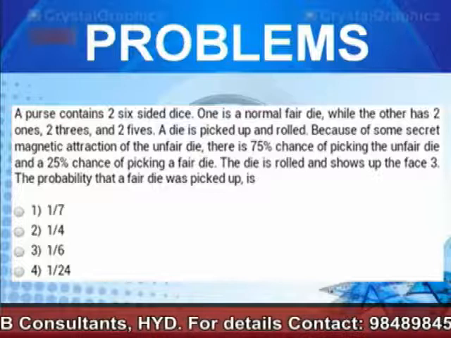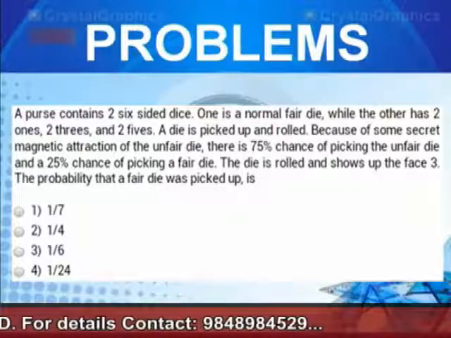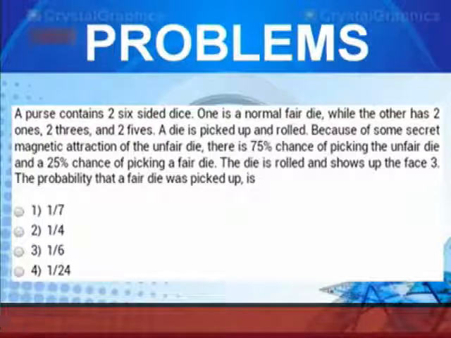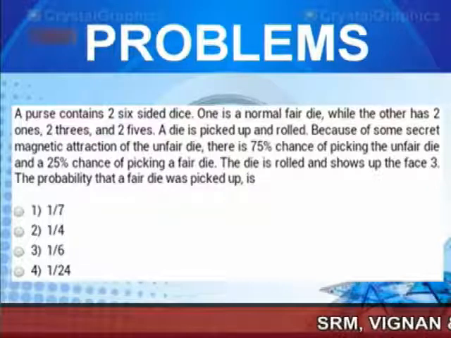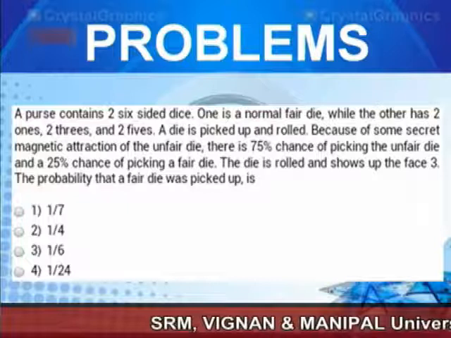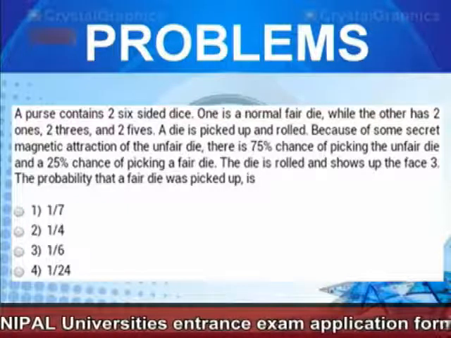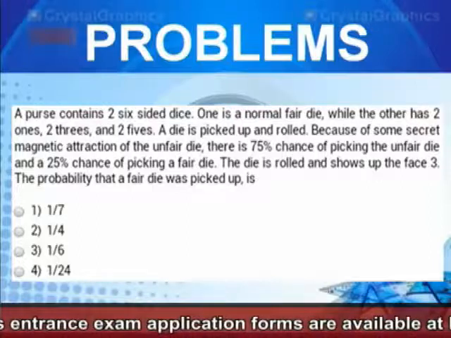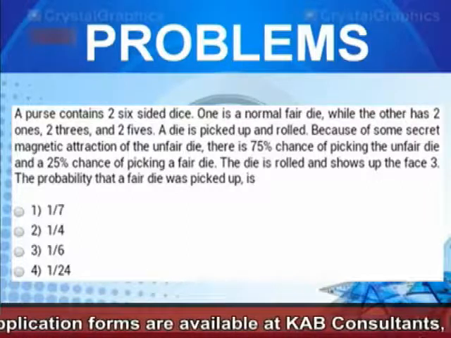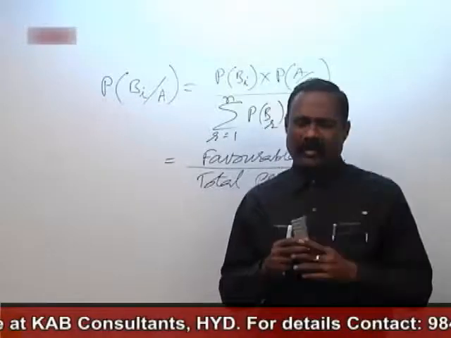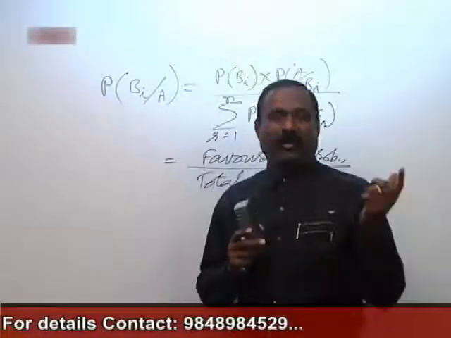What is the probability of getting 1 on the second die in this case? That is a biased die. How many 1s are there? 2 1s are there. How many total outcomes are there? 6 are there. So it is 2 by 6. Do you find the difference? On a fair die, getting 1 is 1 by 6. On the biased die, getting 1 is 2 by 6. Understand that.